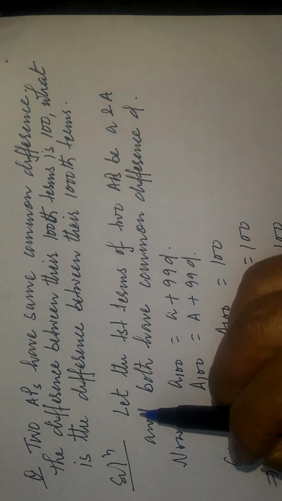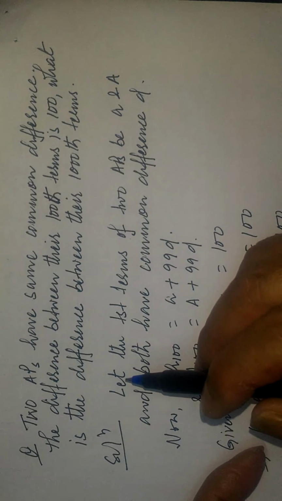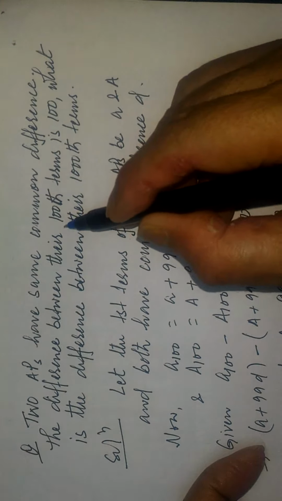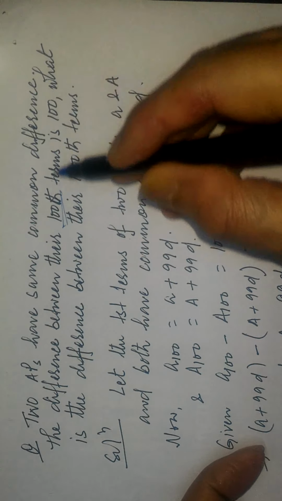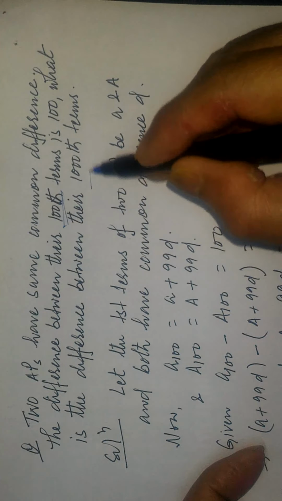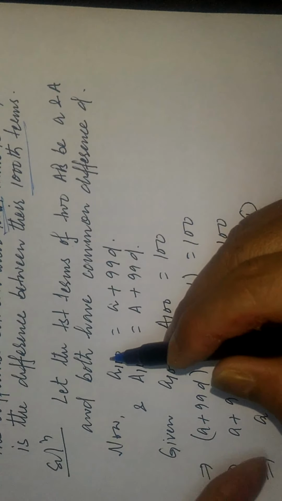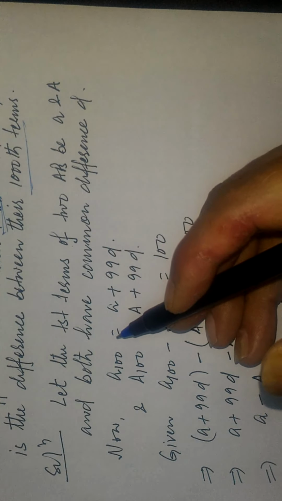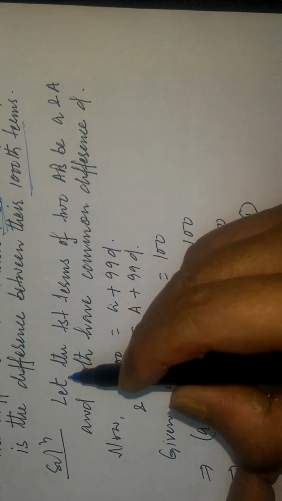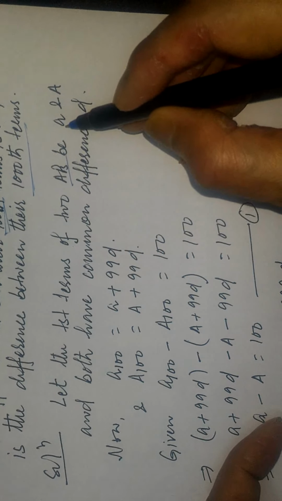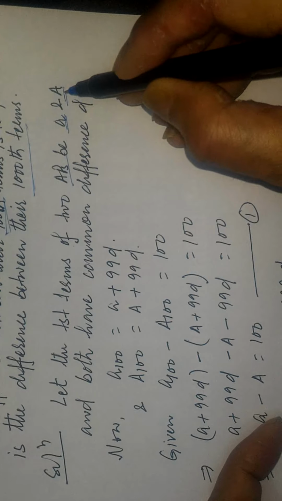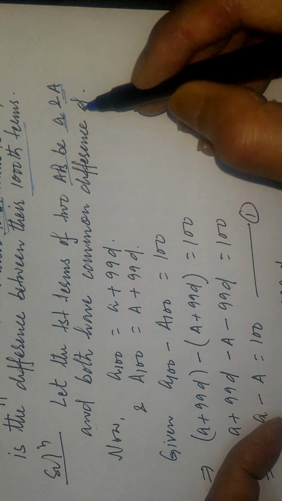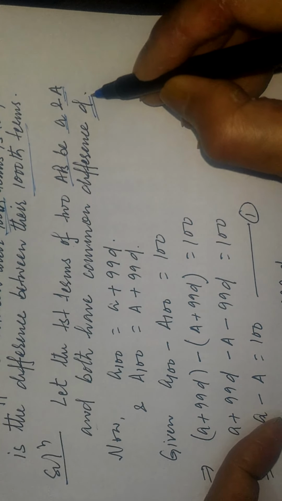Now the last question. Two APs have the same common difference. The difference between their 100th terms is 100. What is the difference between their 1000th terms? Now there are two APs and they have the same common difference. It means their first terms are different. So we'll say let the first terms of the two APs be small a and capital A, and both have the common difference, and let us assume that that is equal to d.